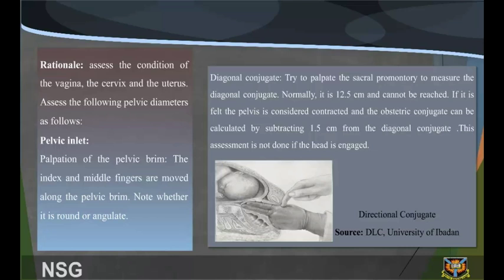Pelvic inlet. Palpation of the pelvic brim. The index and middle fingers are moved along the pelvic brim. Note whether it is round or angulate. Diagonal conjugate. Try to palpate the sacral promontory to measure the diagonal conjugate. Normally, it is 12.5 cm and cannot be reached. If it is felt, the pelvis is considered contracted and the obstetric conjugate can be calculated by subtracting 1.5 cm from the diagonal conjugate. This assessment is not done if the head is engaged.